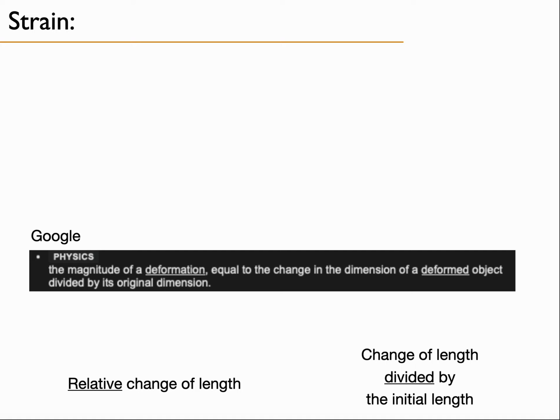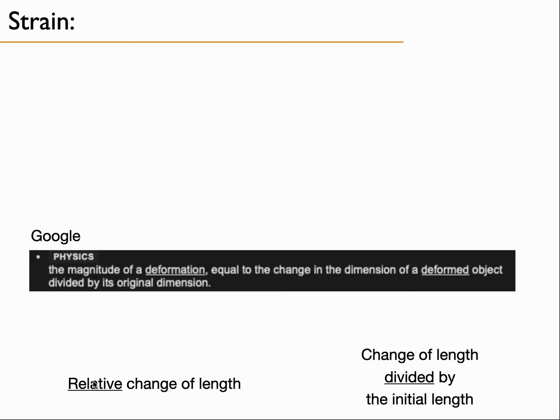So we ask Google what strain means. There are many definitions, and you should look at the item which is labeled physics. So Google says that the strain is a magnitude of a deformation equal to the change in the dimension of a deformed object divided by its original dimensions. So what does it mean? What you get out of this is that it is a relative change of length.